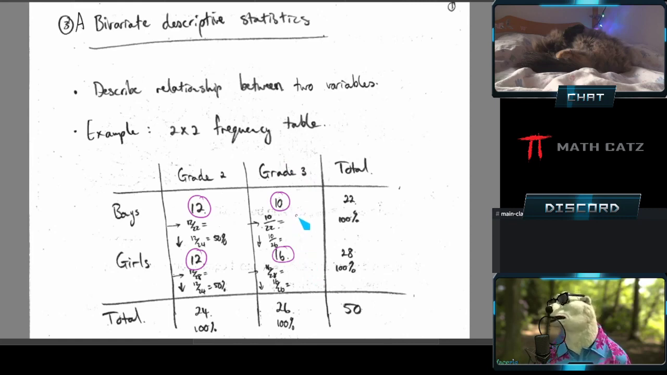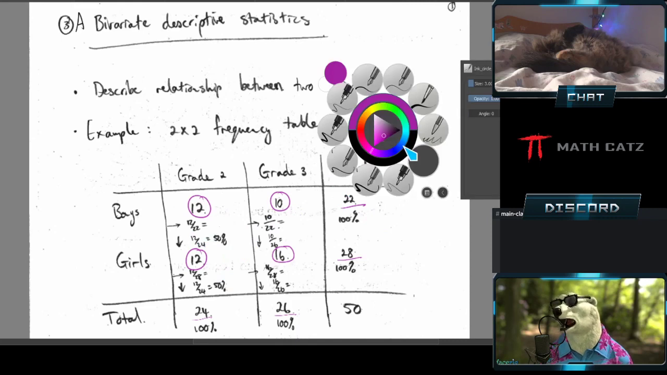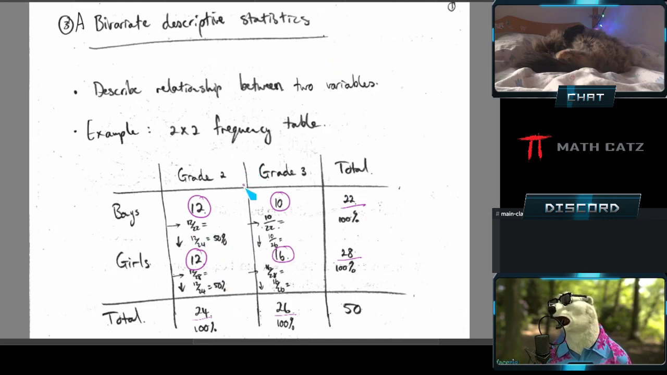So now the frequency table has more options in terms of relative frequency. Yes, I can calculate the total number of boys, total number of girls, but I can also calculate the total number of students in grade 2, total number of students in grade 3. So I have different totals, and I can calculate relative frequencies, whether it's the fraction or the percentage, by way of the rows or the columns.